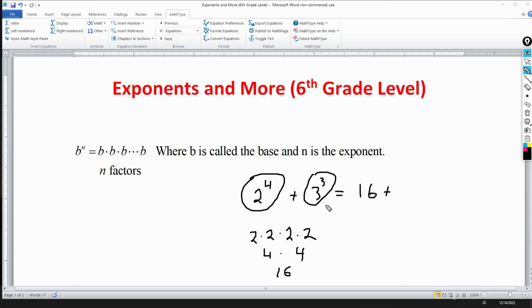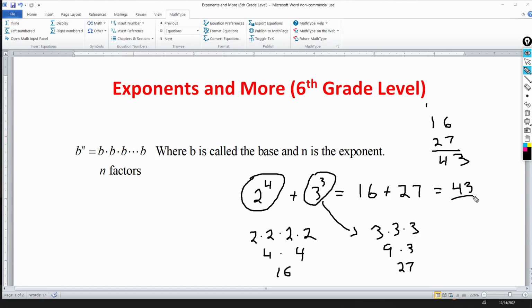And then we want to look at what number 3 to the 3rd is. So 3 to the 3rd means 3 factors of 3. So it's 3 times 3 times 3. 3 times 3 is 9. Then you get another 3 to multiply by. 3 times 9 is 27. So now you've got 16 plus 27. Line them up: 6 and 7 is 13, carry the 1, 2 and 1 is 3 and 1 more is 4. So that comes out to 43.